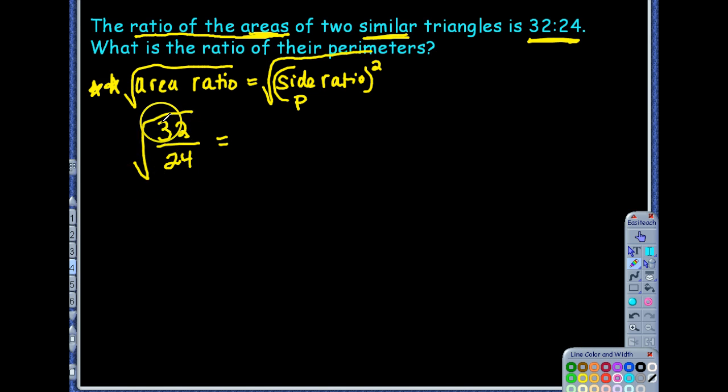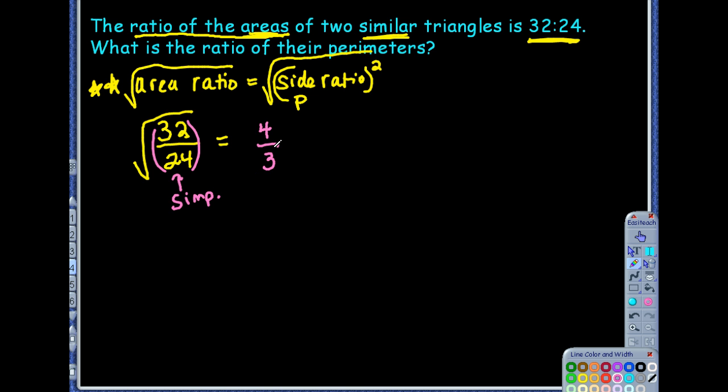Guys, you can square root this fraction, but it's a lot easier if you simplify this first. Absolutely. So let's simplify this first. Again, I want to stress this. We're going to simplify first. So what does 32/24 simplify to? Well, when you divide them both by 8, you get 4/3.